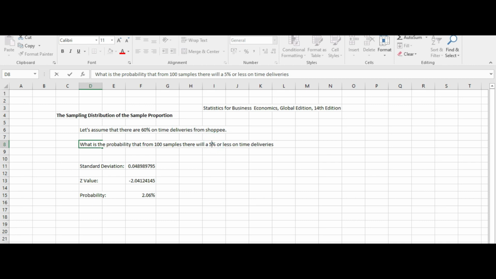For 50% we have a 2% probability. What if we get 55%? What's the probability of 55%? So there is a 50% probability that we will have an on-time delivery of 55% or less.